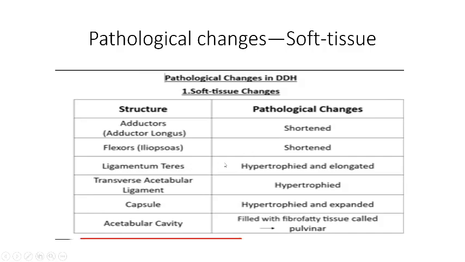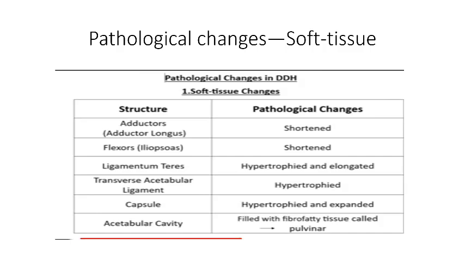Ligamentum teres is hypertrophied and elongated. Transverse acetabular ligament is also hypertrophied and shortened. The capsule is expanded, hypertrophied, and elongated. The acetabular cavity is filled with fibrofatty tissue that is called pulvinar. There are also two other changes.